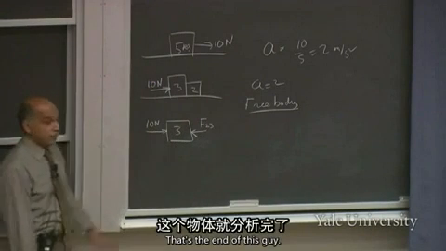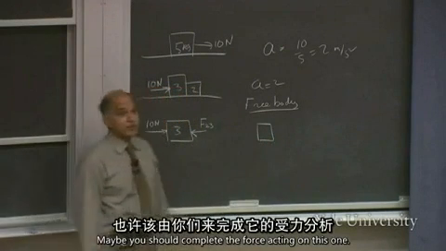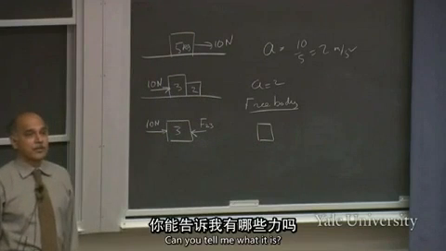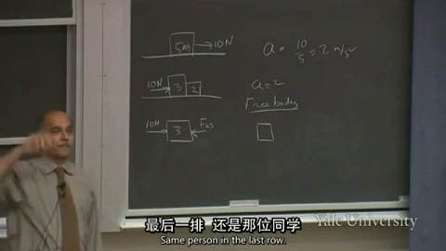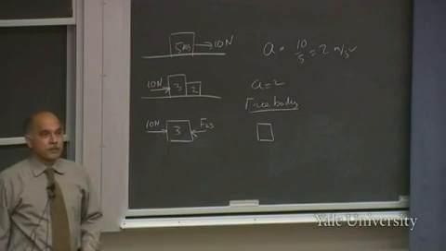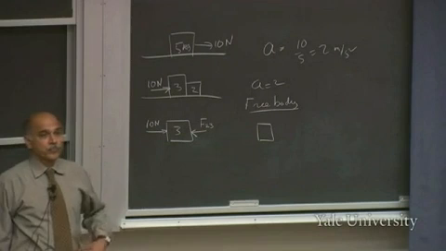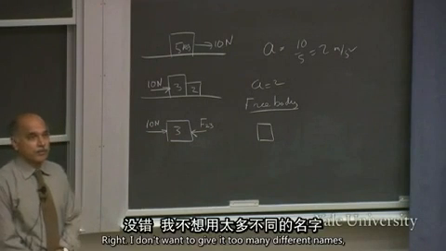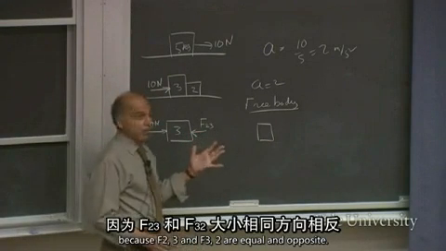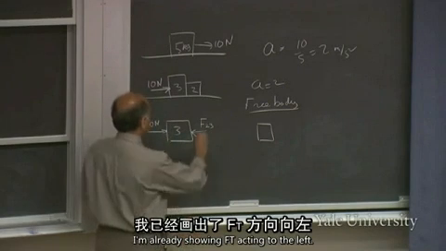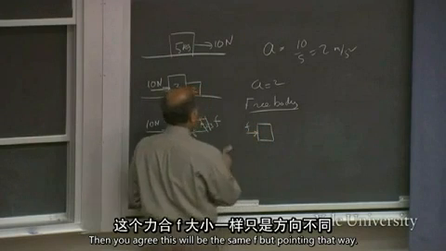That's the end of this guy. Then let's look at the other fellow. Maybe you should complete the force acting on this one. Can you tell me what it is? Same person from the last row. That the force is reacting on 2 in that one. And how big is that? Same as F2 on 3. Right. So I don't want to give it too many different names, because F23 and F32 are equal and opposite. I'm already showing F23 acting to the left. So let me give it some other name like F. Then you agree this would be the same F but pointing that way.